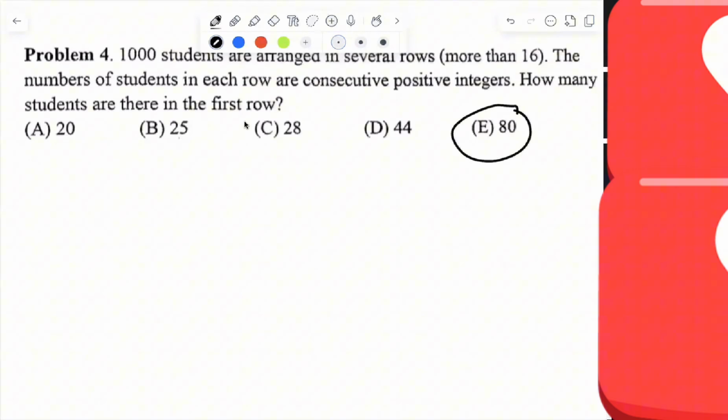So what we can do is just notice that there's several rows more than 16. So maybe let's first try out 20. If there's 20 rows, then dividing gives the middle as 50. So if it's 50 in the middle, this doesn't seem to be an integer. It does not look like it's going to be an integer in this case.